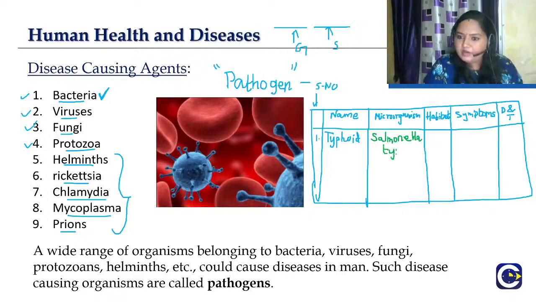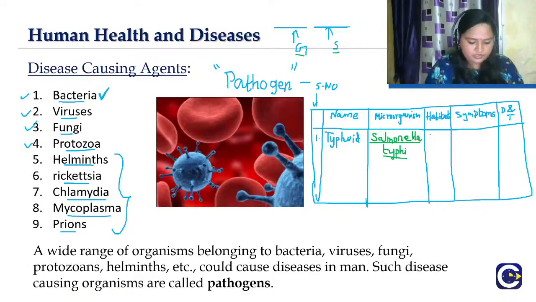And do remember that when you're writing the binomial nomenclature, the first name should be started with a capital letter because it is a genus name. Genus name should always start with a capital letter, and the species name should always be started with a small letter, lowercase. Okay, so bacteria called Salmonella typhi causes typhoid.